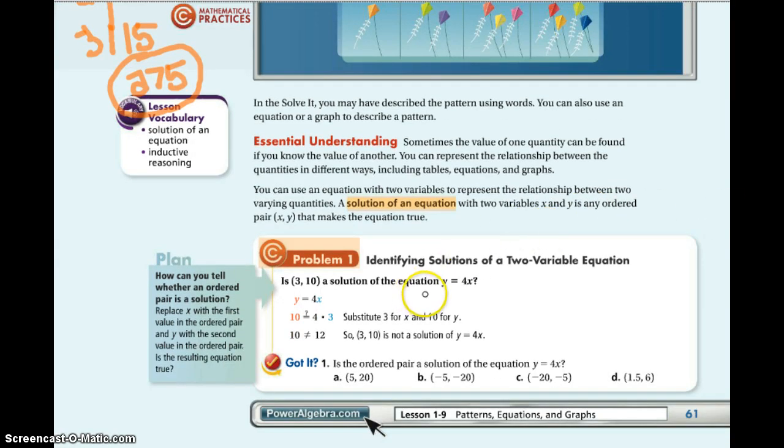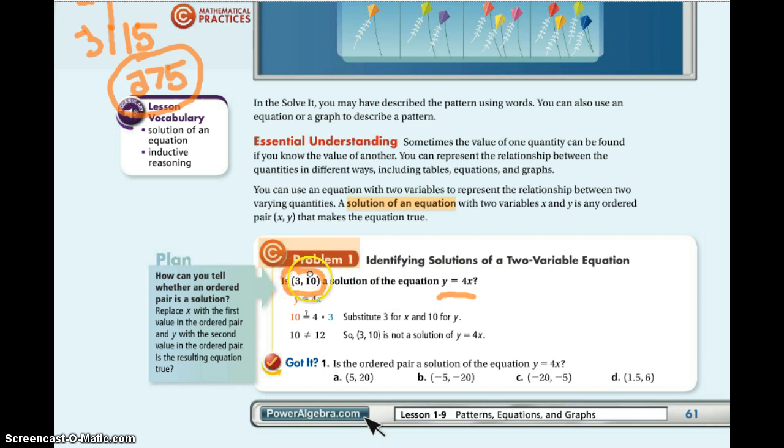The first thing we're trying to do is take this equation, y is equal to 4 times x, and determine if this right here, which is called an ordered pair, is actually a solution. Does it make it true? This is just an open sentence, so we're trying to figure out if that makes it true.